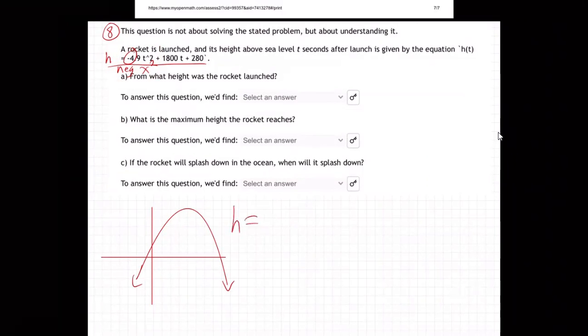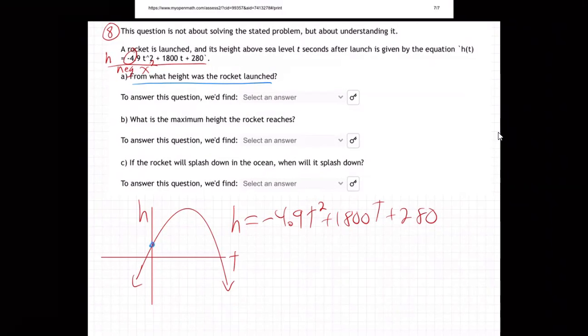Specifically, this is height equal negative 4.9 t squared plus 1800 t plus 280. This is the t axis and the h axis. So it's like x and y, except it's t and h. Same thing though. Okay. So what are they asking me on this question? From what height was the rocket launched? So this is the rocket. And from what height was it launched?